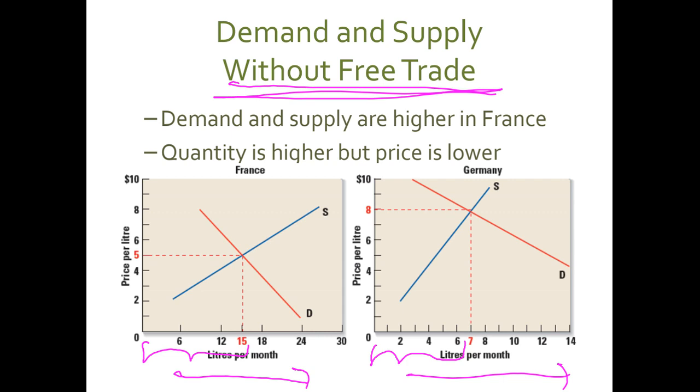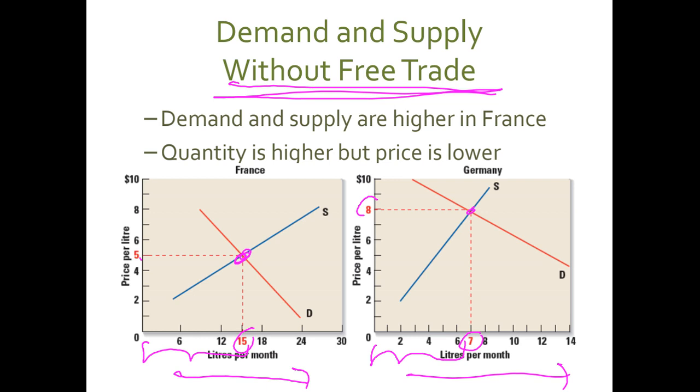Liters per month. So notice these are the two domestic markets, and in France, the domestic price is 5, and the equilibrium quantity is 15. So consumers in this market are buying 15 liters of this product, let's say wine, and the price is five dollars. In Germany, the price of wine is $8, whereas the total equilibrium quantity is 7. So the price is higher in Germany. The price is lower in France for the same product.